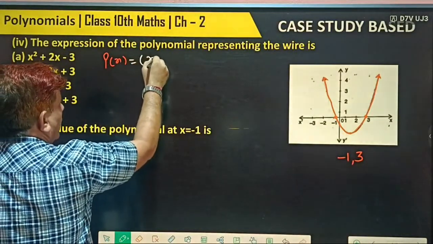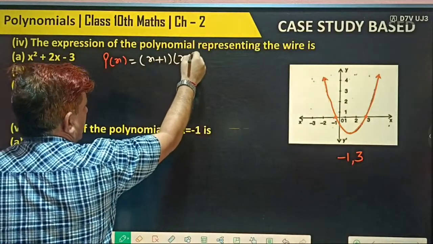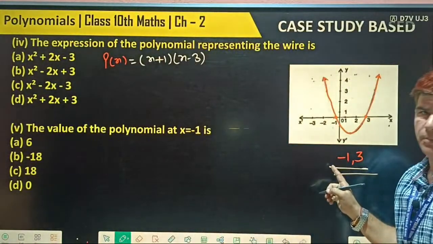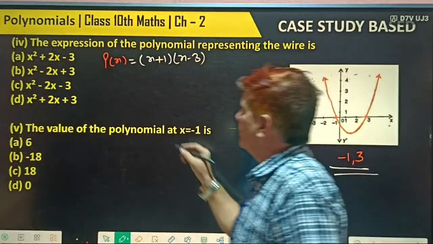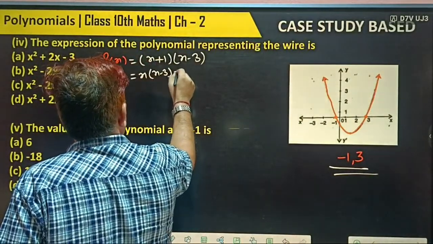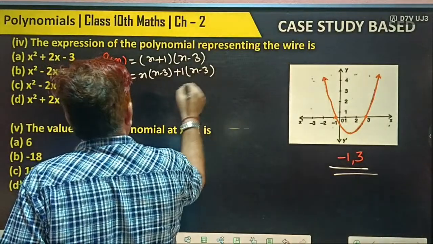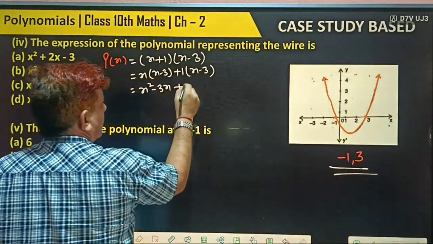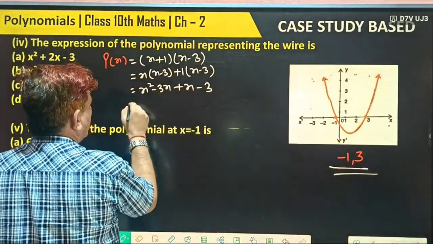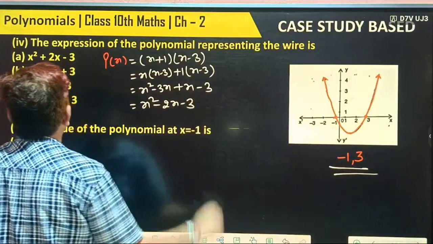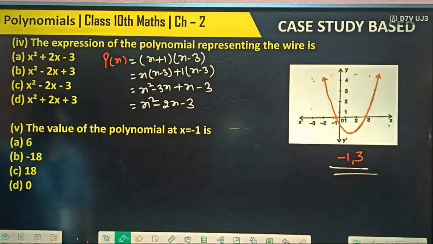So we can find the polynomial p(x) equal to (x + 1)(x - 3). According to this, minus becomes plus, plus becomes minus. When we solve it, it becomes x(x - 3) + 1(x - 3). So it becomes x square minus 3x plus x minus 3. So we can write x square minus 2x minus 3. So this is your answer.